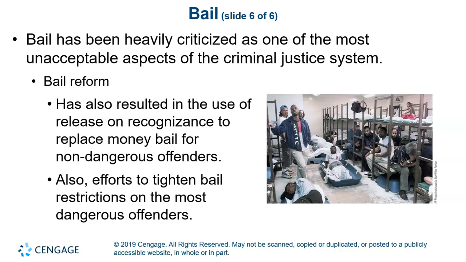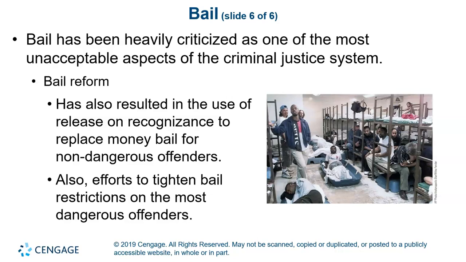So most states place no precise limit, if you will, on the amount of bail that a judge may impose. People charged with the most serious crimes usually receive the highest amount of bail, and that kind of makes sense. Now, efforts have been made to reform and even eliminate money bail, okay, and reduce the importance of bonding agents.